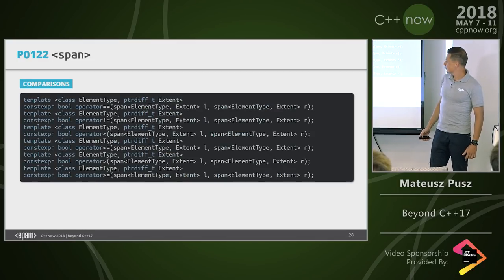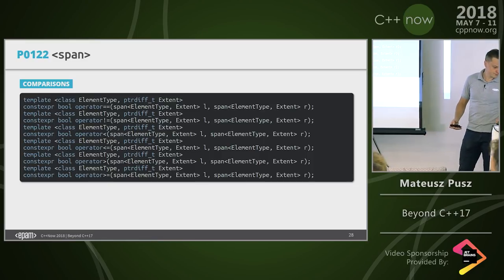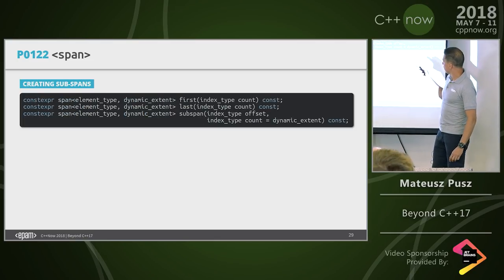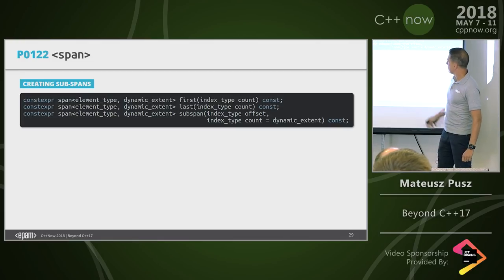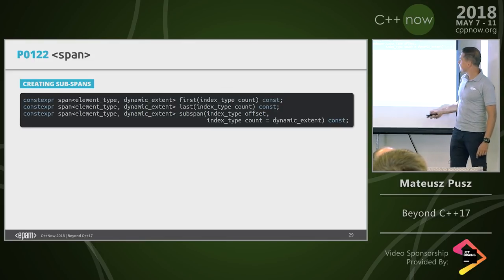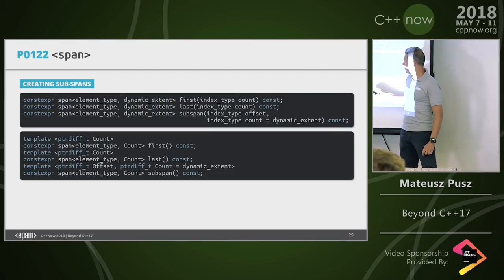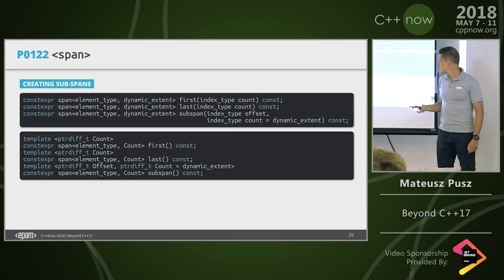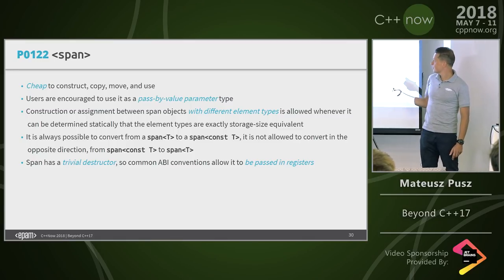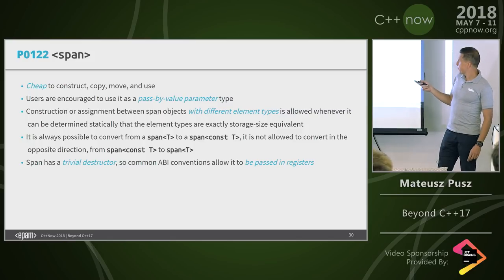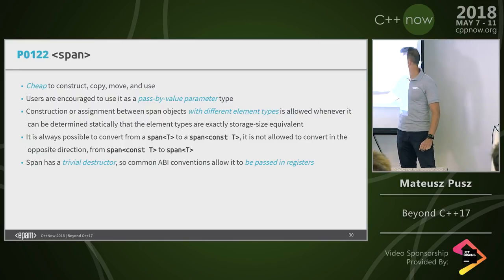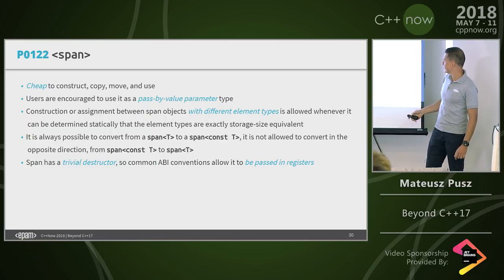And there are, of course, functions for comparisons of those classes. I think these are the last things about the interface of span. You can create subspans with first and last. It's similar to what we have in string_view. And you can create a subspan too with the offset and the count. And you also have compile time versions of those. Span is cheap to construct, to copy, to move, and to use. It's encouraged to be passed by value. It's a really fast type because it has a trivial destructor and will be passed in registers by the compilers, but it's not that important right now.